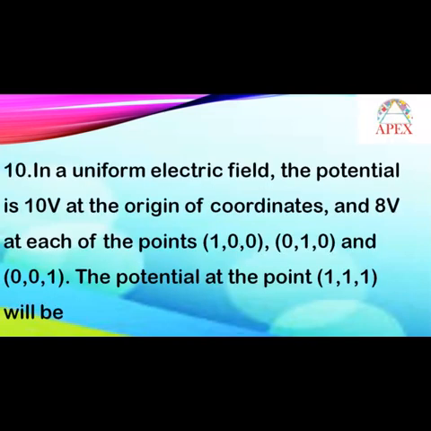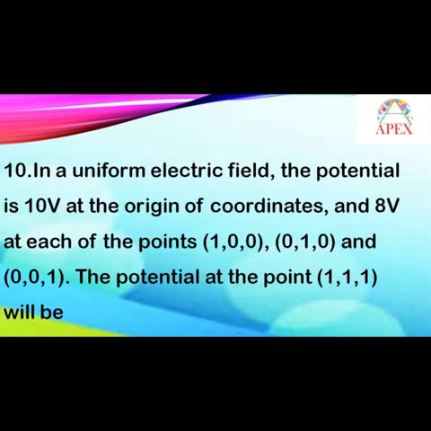It is given that potential is 8 volt at the same distance on the x, y and z axes. That means the electric field is uniform. You can imagine here that the electric field is uniform, and of course it is given that in a uniform electric field, this means the electric field is uniform in all the directions in this particular case. The potential at the point 1, 1, 1 will be?